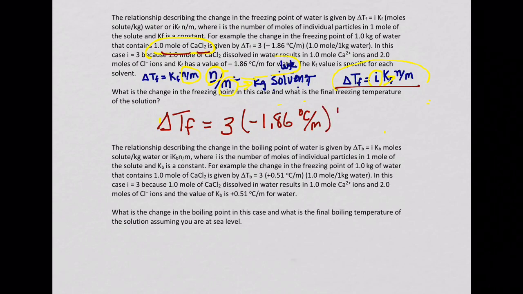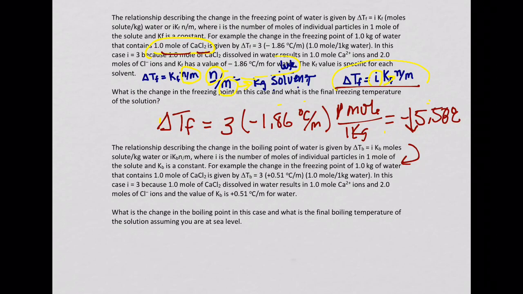And so now you have 1 mole over 1 kilogram. And so that's how it's set up here. And that actually comes out to a freezing point change of minus 5.58 degrees C. And so it is a lowering of the freezing point there.